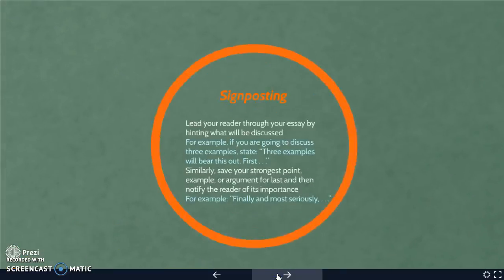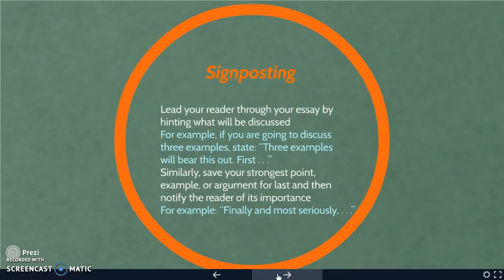The next thing I want to talk about is signposting. This can also help lead your reader through your essay. This will lead your reader through your essay by hinting about what will be discussed. So if you have 3 examples, you want to say something like, "3 examples will bear this out." The first example, the second example, and so on and so forth. It's helpful to number things if it's appropriate.